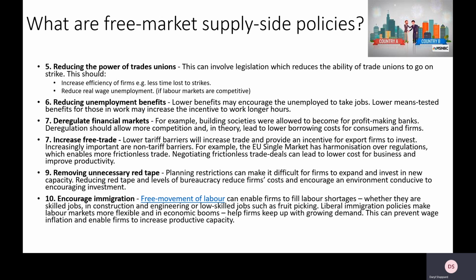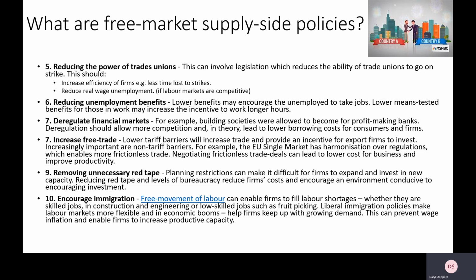The next one, reduce unemployment benefits. If we give people unemployment benefits, you could argue that they actually disincentivise people from working. So if you were to cut benefits, you are encouraging or incentivising more people to go out and work, and hopefully work for longer hours. And again, that will push up the supply of labour in the country.